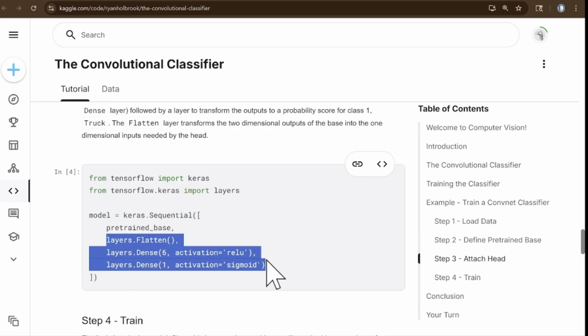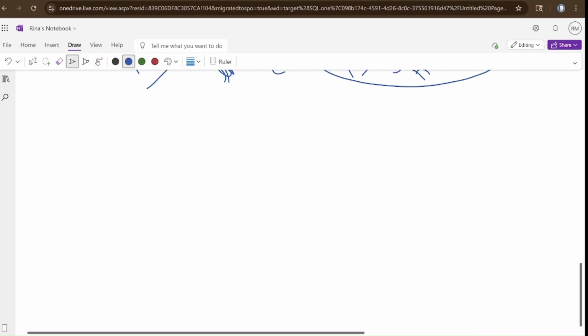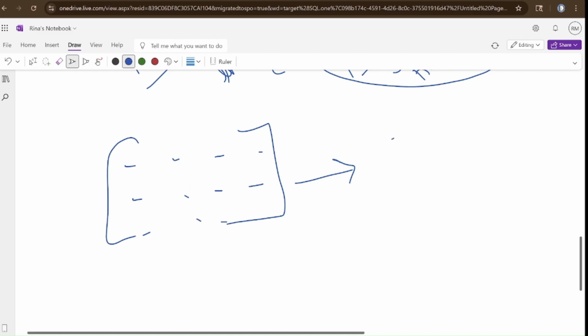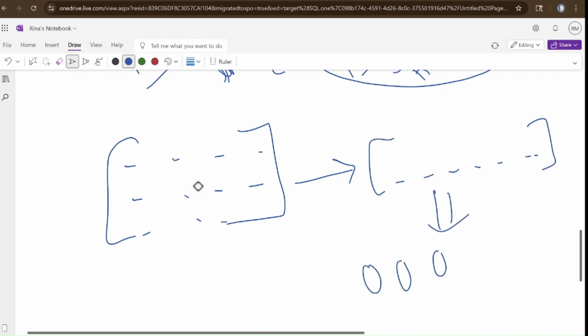So we are using a flatten layer. The flatten layer just helps you: if the pre-trained base output looks like this in two-dimensional form, then the flatten layer will make it one-dimensional. Then only you can pass it through different neural networks. Okay, now this one you will create.